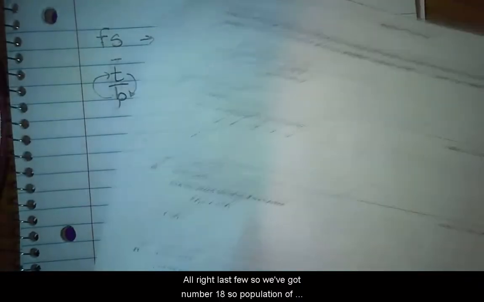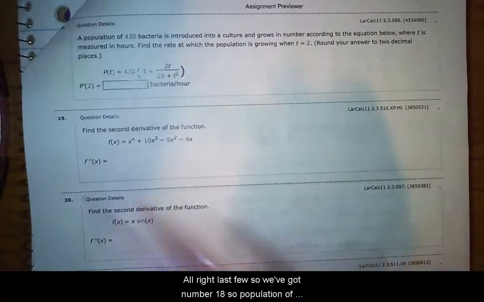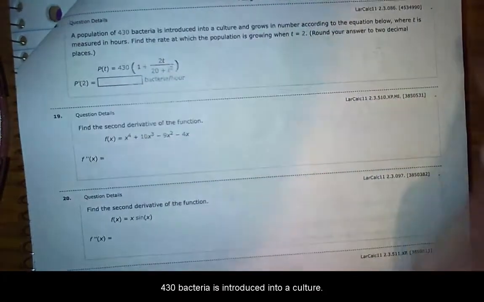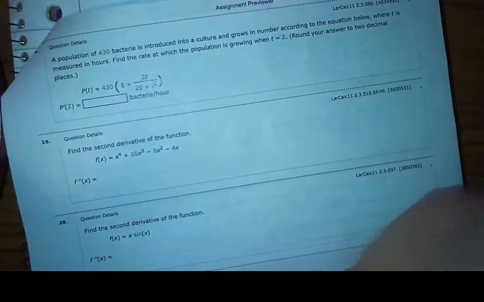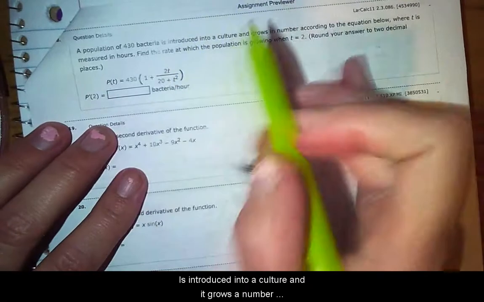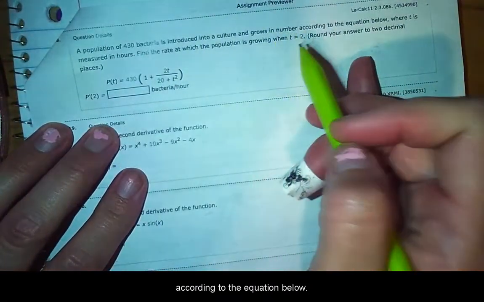All right, last few. So we've got number 18. A population of 430 bacteria is introduced into a culture, and it grows in number according to the equation below.